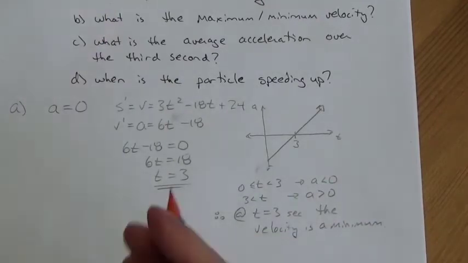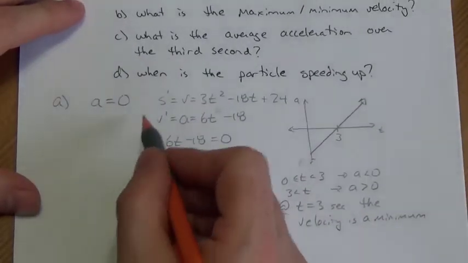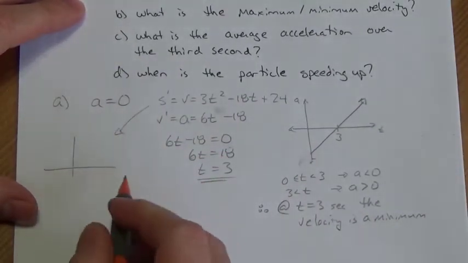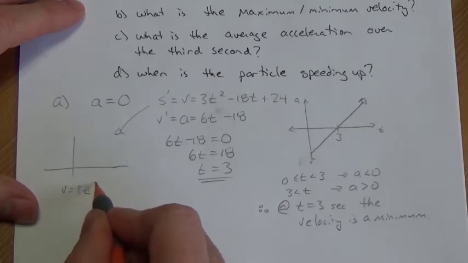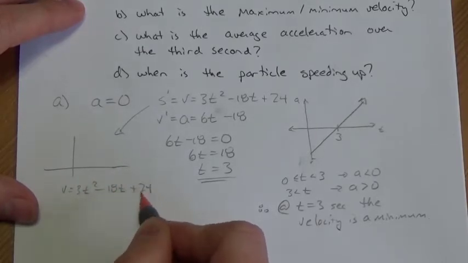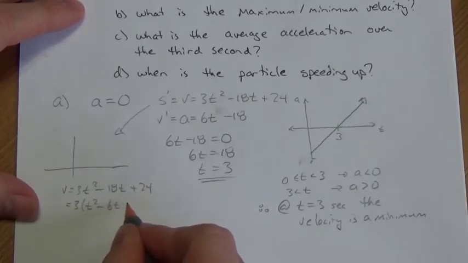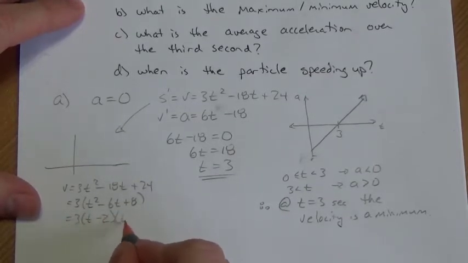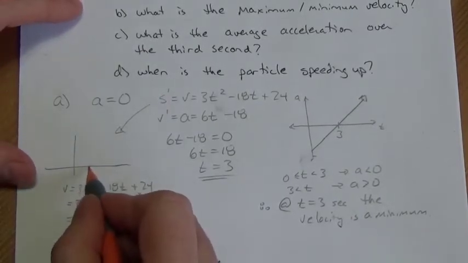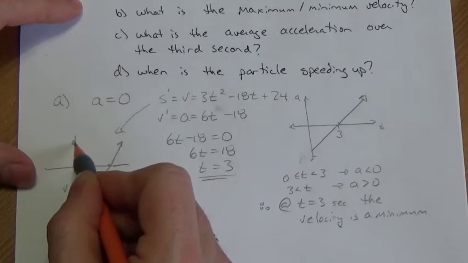Now I could have gotten that by graphing the velocity as well. If I take a quick look at the velocity function, which we looked at last time, velocity is equal to 3t squared minus 18t plus 24. If I factor that, t squared minus 6t plus 8, we get 3 times (t minus 2) times (t minus 4). We can see that the velocity goes to 0 at 2 and 4. It's a parabola that opens up, so it's going to look something like that. It doesn't go past there.